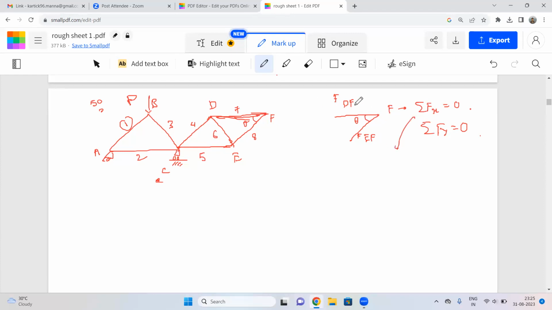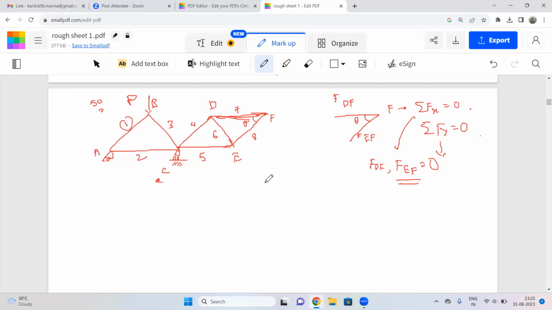Summation of Fx: if DF will be 0, and what will be FEF? If EF will be FEF into sine theta, FEF sine theta is equal to 0. So FEF will be also 0. Yes, perfect. So your DF and FEF both are 0.